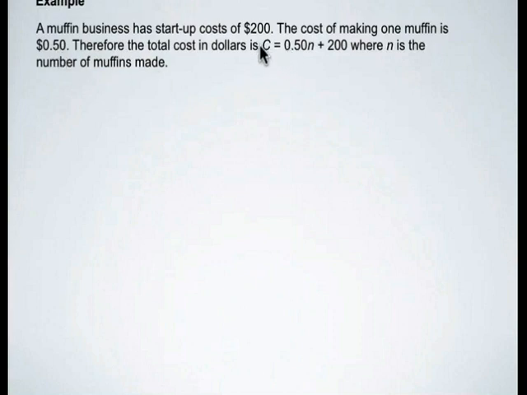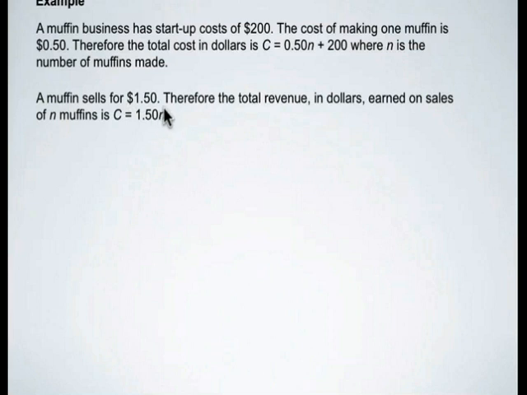So that means the equation for calculating the total cost of making muffins is going to be C equals 0.50n, where n is the number of muffins, so this is 50 cents per muffin, times the number of muffins, plus the $200 startup cost. So this is how you can calculate the cost of making n muffins. If you made 10 muffins, it would be 50 cents times 10, which is $5, plus $200, so it would cost you $205 to make 10 muffins.